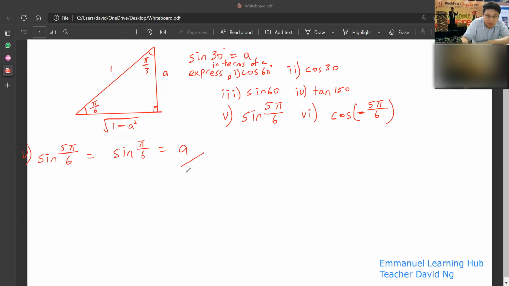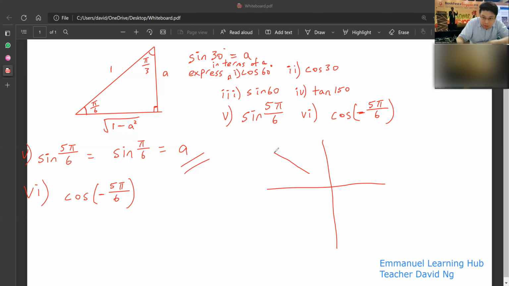In terms of A, okay, part 6, cosine negative, yes? Wait, how do I know the basic angle is pi over 6? How you know? Pi radian minus 5 pi over 6. You identified the second quadrant earlier on, correct?